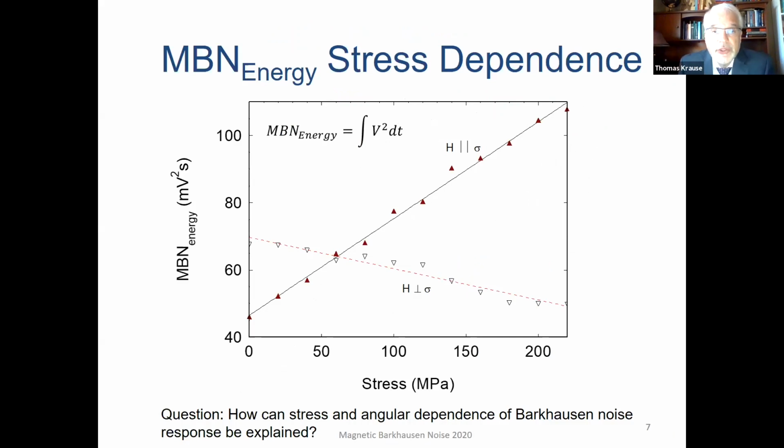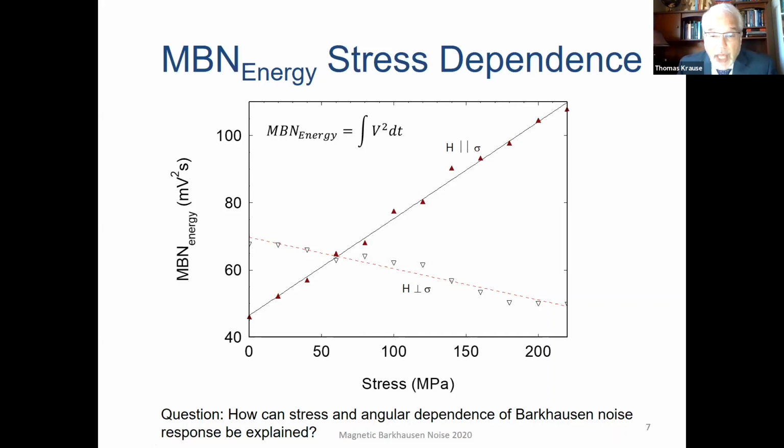Well, how does this relate to stress dependence of interest to us? Very early on, observations were made by Buttle et al. that Barkhausen noise changes with applied elastic tensile stress, in this case for the field applied parallel to the stress direction, and is observed to reduce at about 1/3 the rate for the field applied perpendicular to the stress direction. And so this was viewed as being something that could potentially be useful for examining stress in materials.